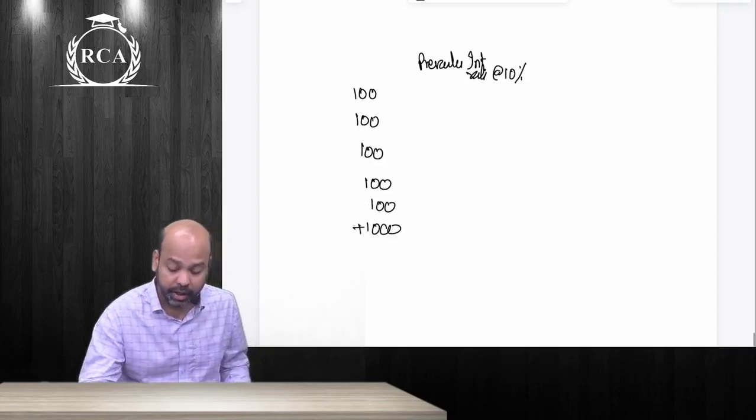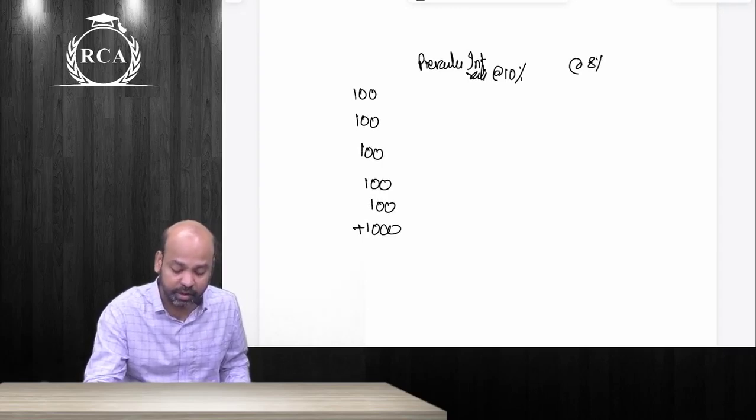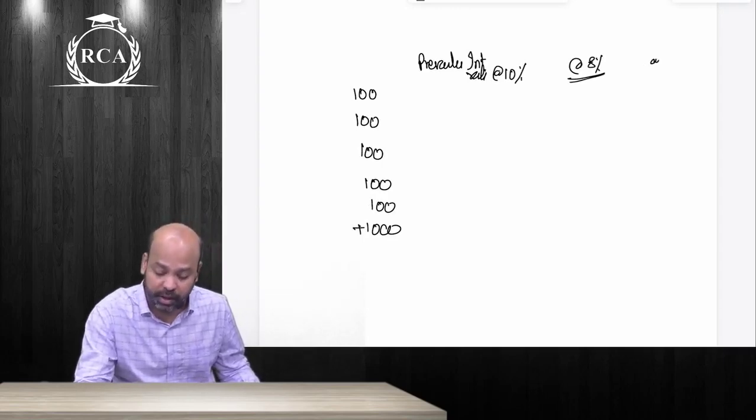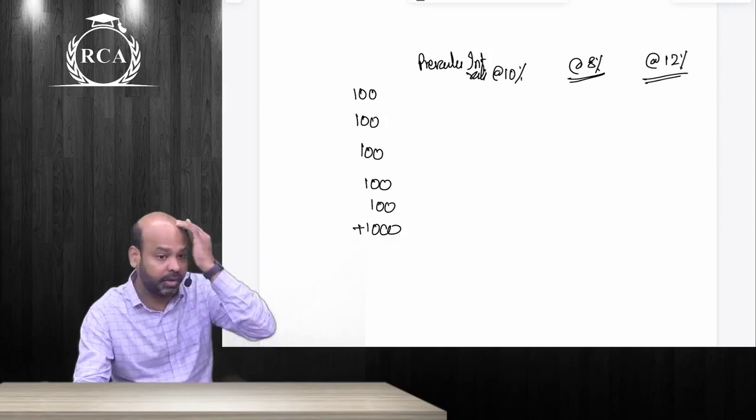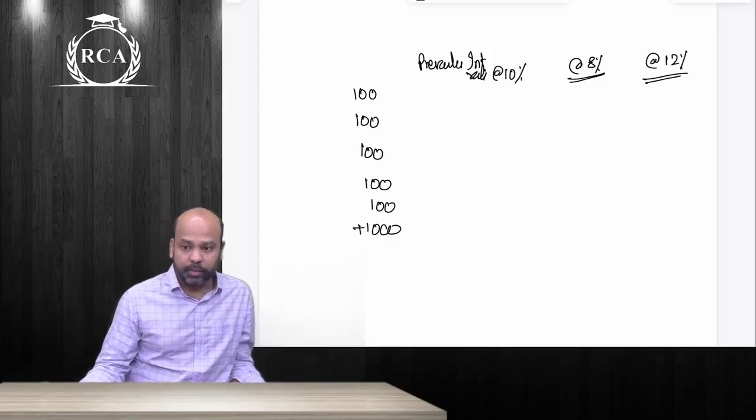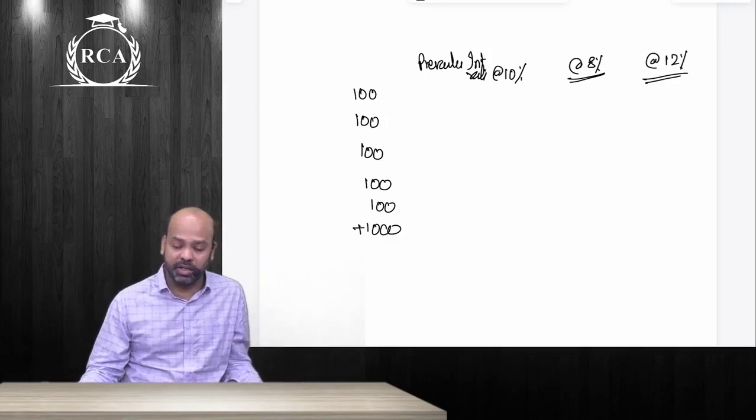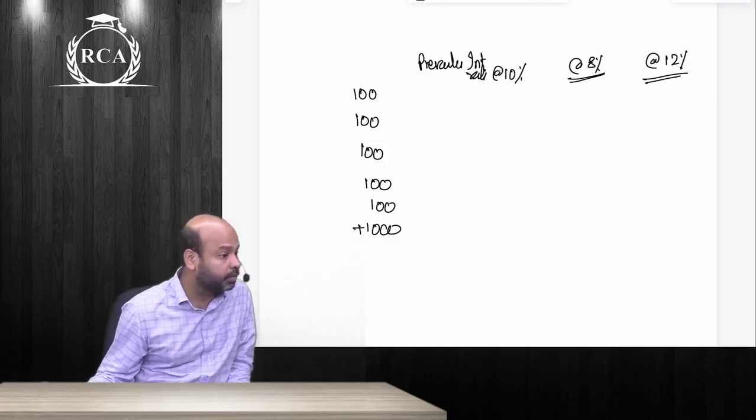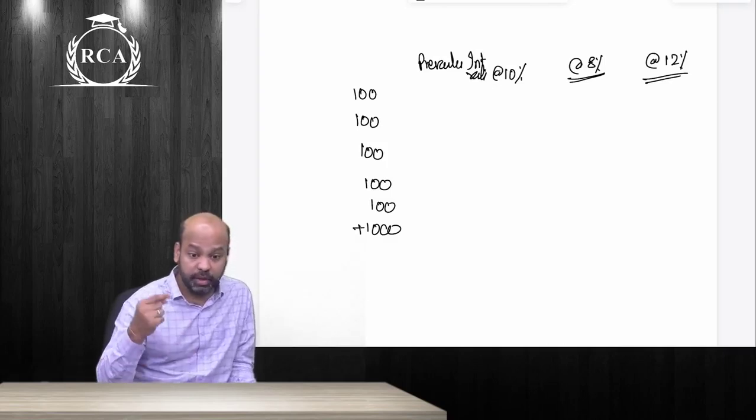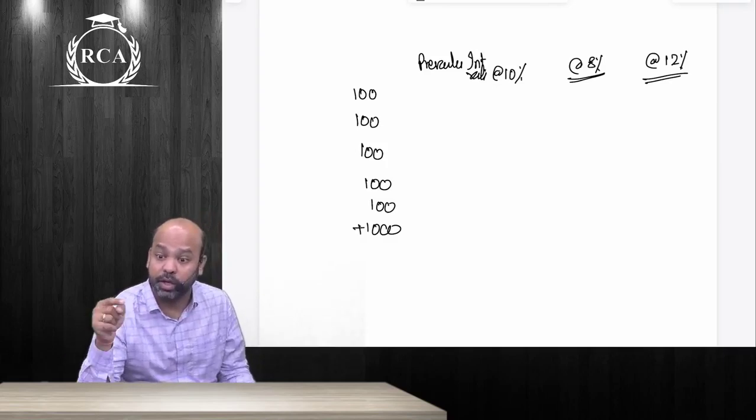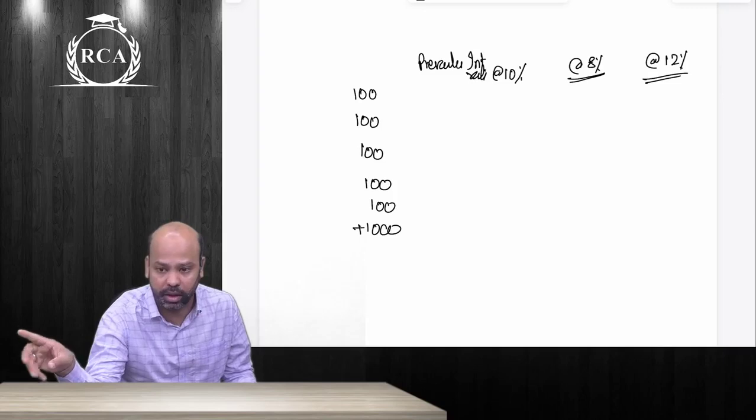If the prevailing interest rate comes down to 8%, I will be able to reinvest all of my cash flows at 8%. If the prevailing interest rate increases to 12%, I will be able to reinvest all of my cash flows at 12%. So there is a direct relationship between the prevailing interest rates and the amount of reinvestment income. It is favorable for you if the prevailing interest rate increases because you will be able to reinvest your cash flows at a higher rate.